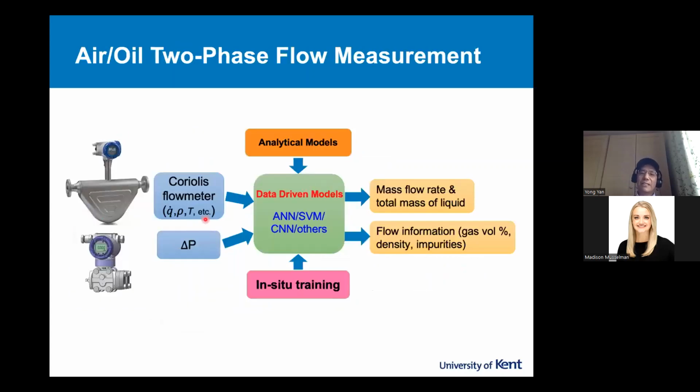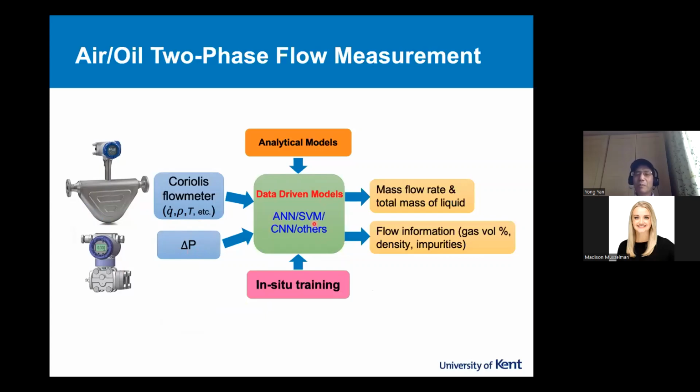So the idea is like this. We still get the so-called apparent mass flow rate and the density. We know they are not right, but we have that input anyway. The information is there. We also have temperature, which is embedded in the Coriolis flow meter. We can also include a conventional differential pressure transmitter. It is commonly available, it's not expensive. And that's it. We have data coming into data-driven models.